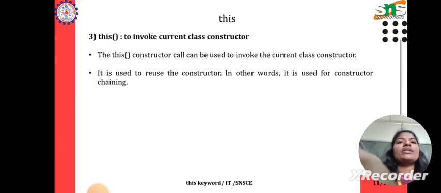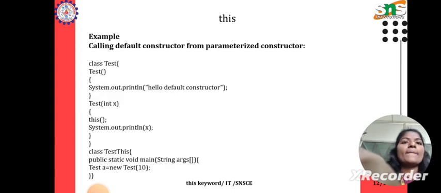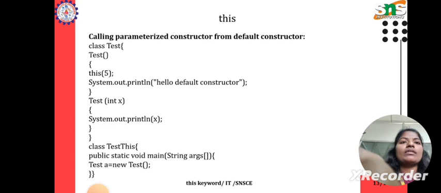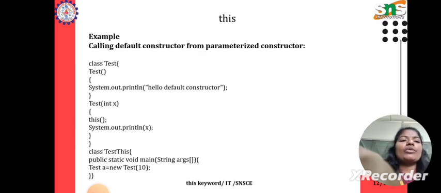Next, this method to invoke the current class constructor. This constructor call can be used to invoke the current class constructor. It is used to reuse the constructor. In other words, it is used for constructor chaining. Here is one more example: calling default constructor from parameterized constructor.